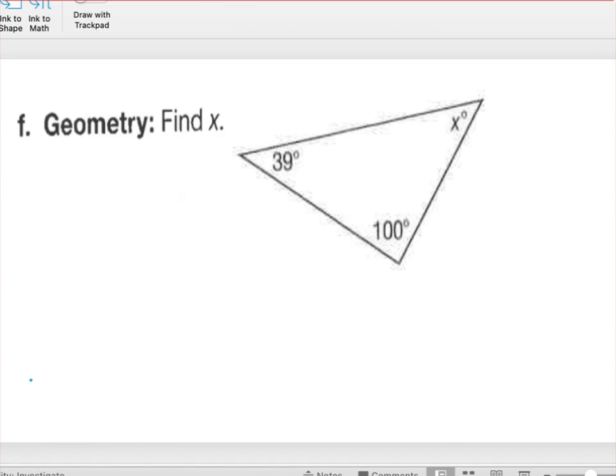Oh, these are fun with the triangles. So now we've got 139 degrees accounted for out of 180 degrees in every triangle. So we will subtract and borrow here, or rename, however you want to call it. 10 minus 9 is 1, 7 minus 3 is 4, and we have 41 degrees is X.